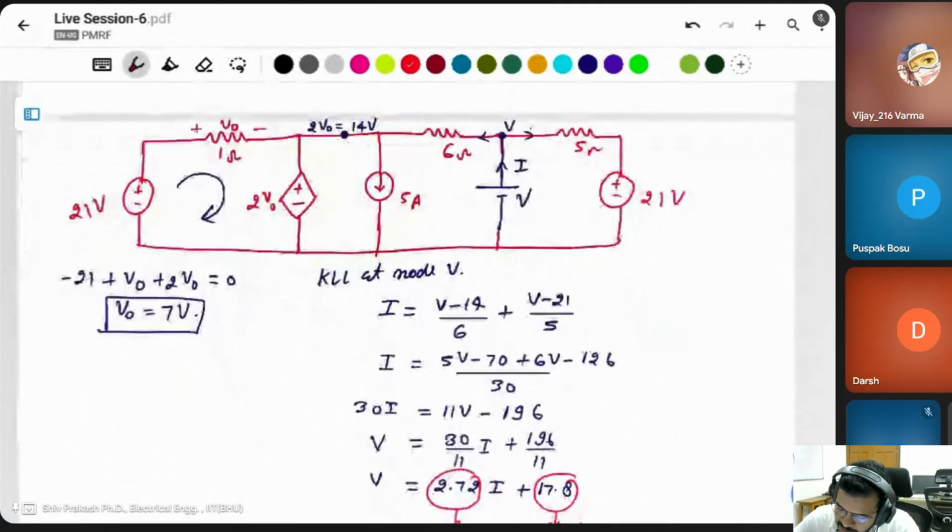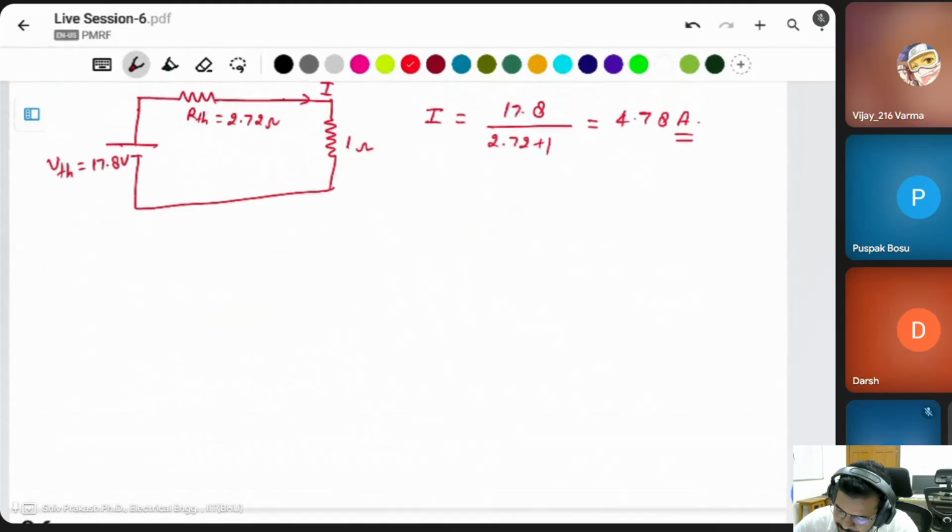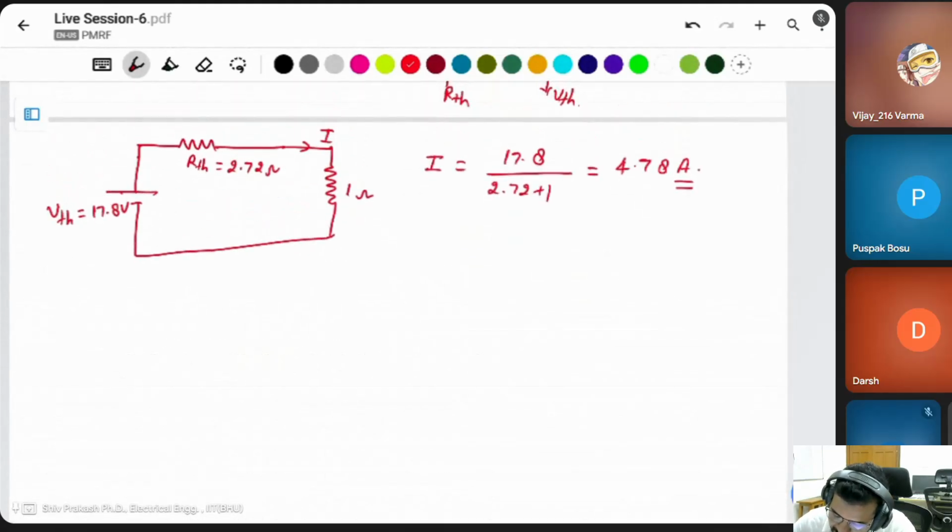Then you can apply the KCL at node V. The incoming current is I. Then the outgoing current is (V minus 14) divided by the 6 ohm resistor, plus (V minus 21) divided by the 5 ohm resistor.